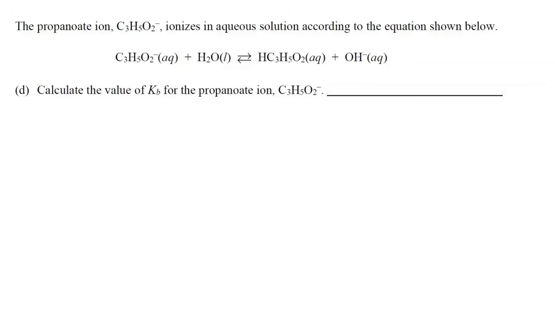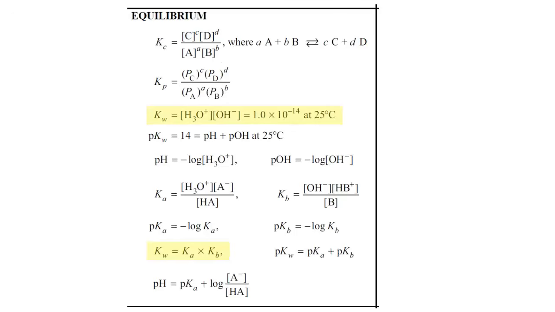Now, what I'd like to do in part D is to show you two different methods for calculating the value of Kb for this weak base, the propanoate ion. So let's go ahead and take a look at the AP Chemistry equation sheet. As you can see, highlighted on this slide, I'm going to choose the equation that says Kw equals the product of Ka times Kb. So let's start with that equation.